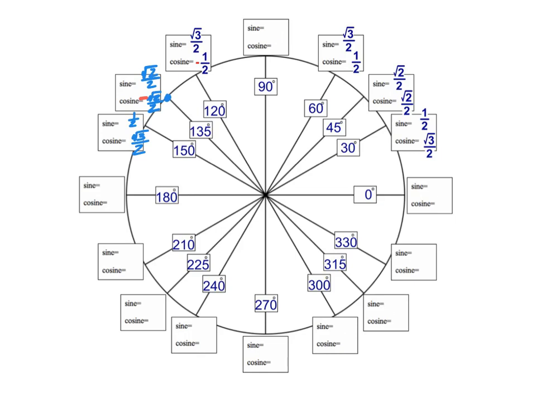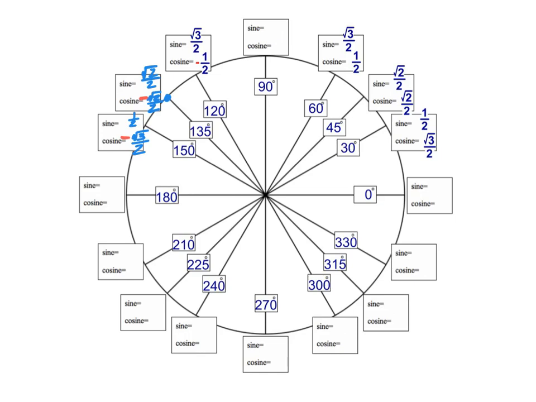Using what I know about a special right triangle would also work. I then just need to figure out which one of them is negative. Remember that all of our x-coordinates were negative, making all of my cosines negative here. And so I'm going to have a negative root 3 over 2 there. And we can continue doing the same thing, even going down as well.